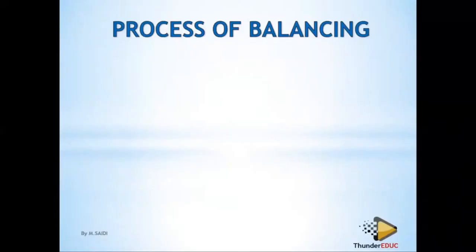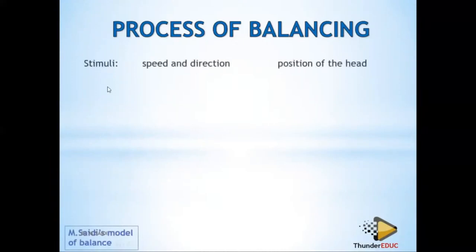Balancing in the human body. You need to know some of the concepts about balance. Number one, you know about the stimulus. There is speed and there is direction. Speed and direction, that is one stimulus. And then there is the position of the head, it's another stimulus. So you need to know the receptors, which are the cristae and the maculae in this regard.